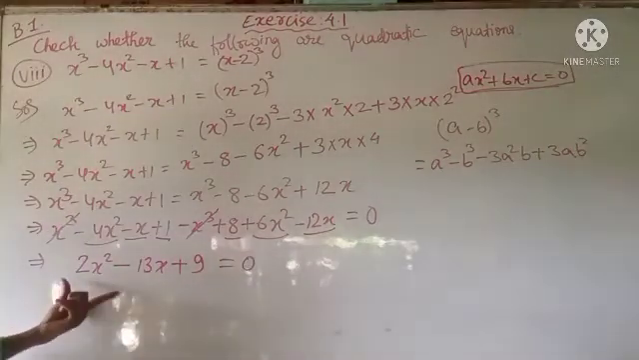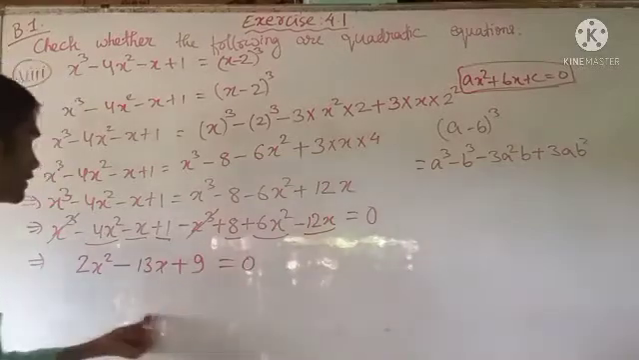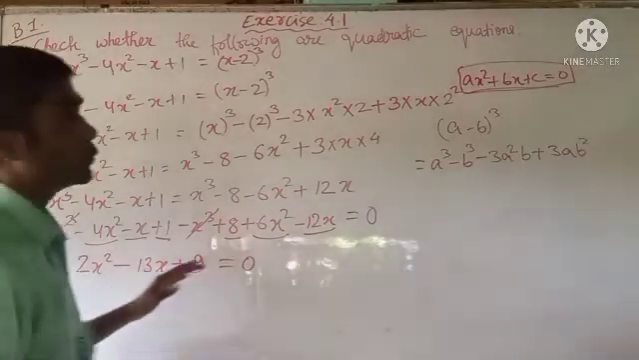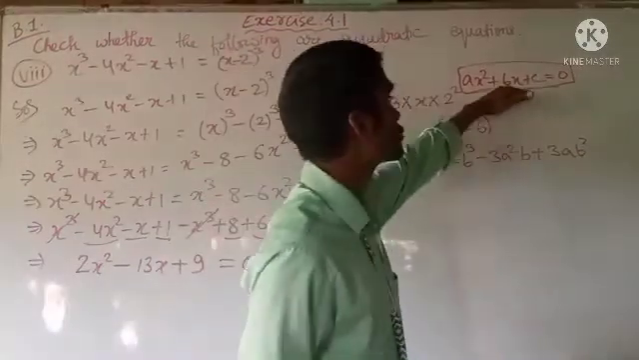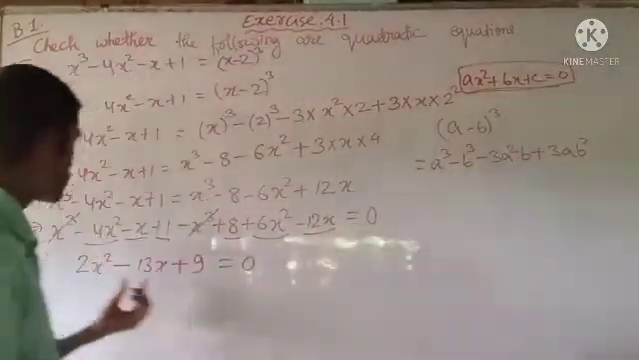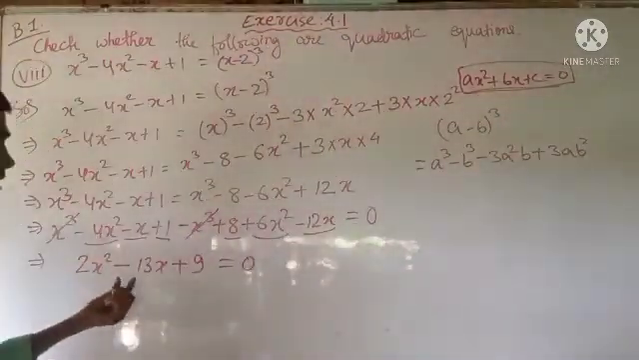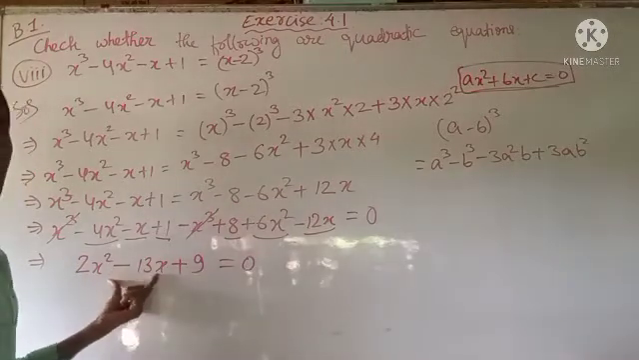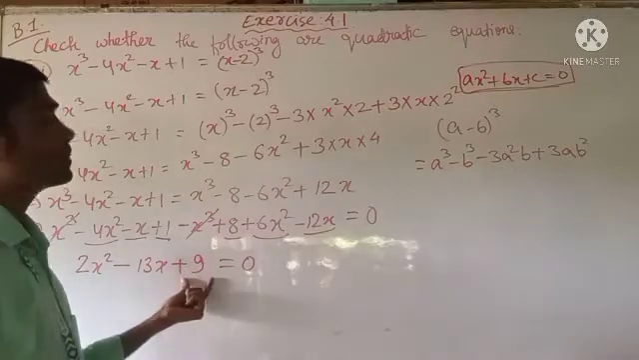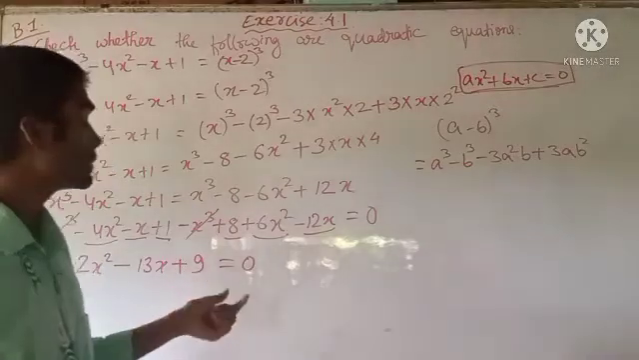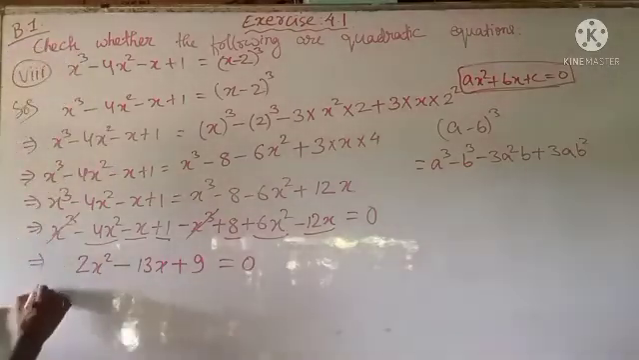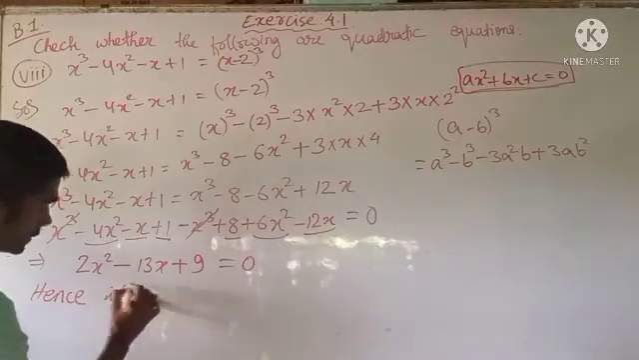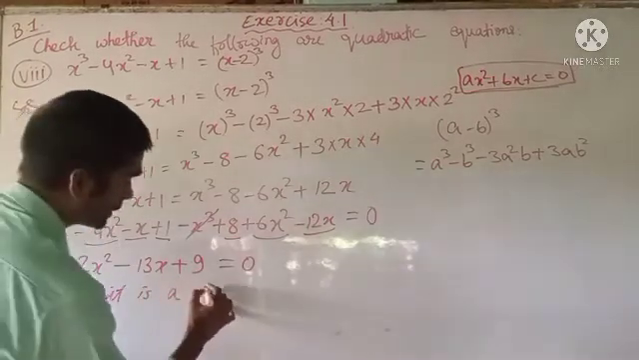Now, whether it is a quadratic equation or whether the variable has power 2 or not. And we can check with this general form also, that is ax square plus bx plus c. That means minus 13x, it is in the form of bx, and 9 is in the form of c, is equal to 0. Hence, we can write here, it is a quadratic equation.